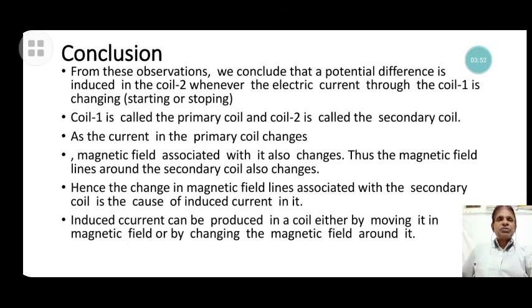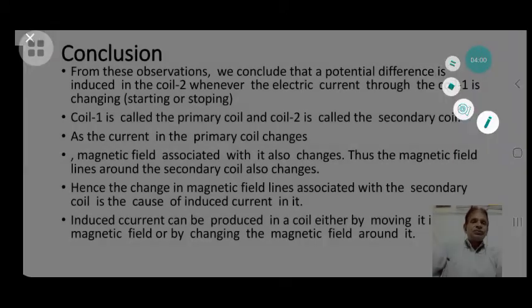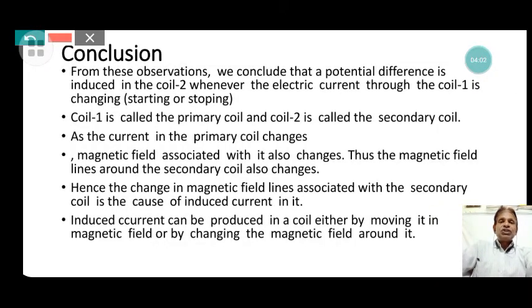This experiment concludes that, from this observation, we conclude that a potential difference is induced in coil 2, the secondary coil, whenever the electric current through the first coil is changing, starting and stopping. Coil 1 is called the primary coil and coil 2 is called the secondary coil.